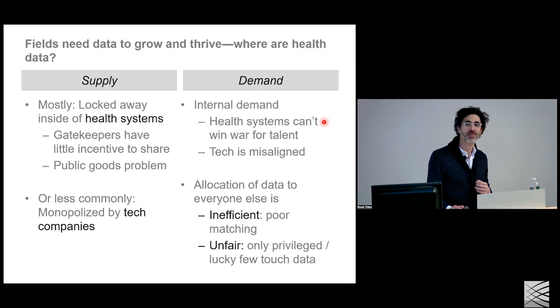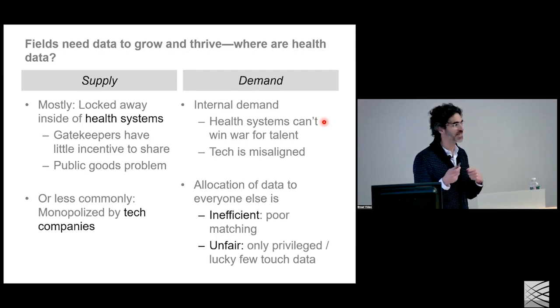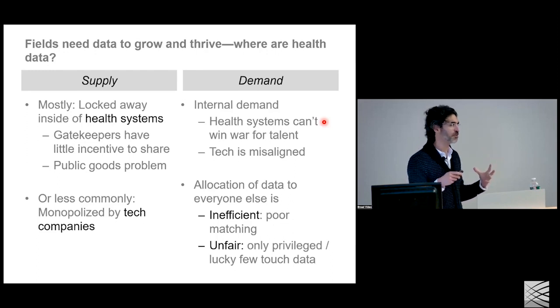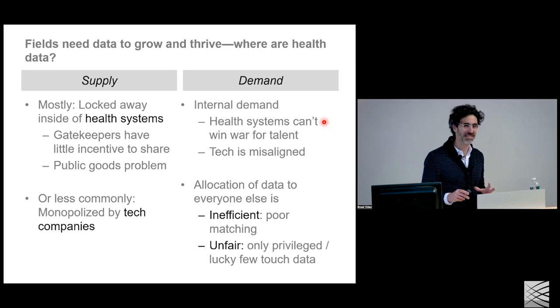And so basically what we're left with is that the allocation of data, the supply of data to the demand for data, is both very inefficient because there's not enough of it. It's also very unfair because all of us in this room are lucky enough to have access to data. But what about all the smart people who are not affiliated with MIT and Harvard? It's just deeply unfair.